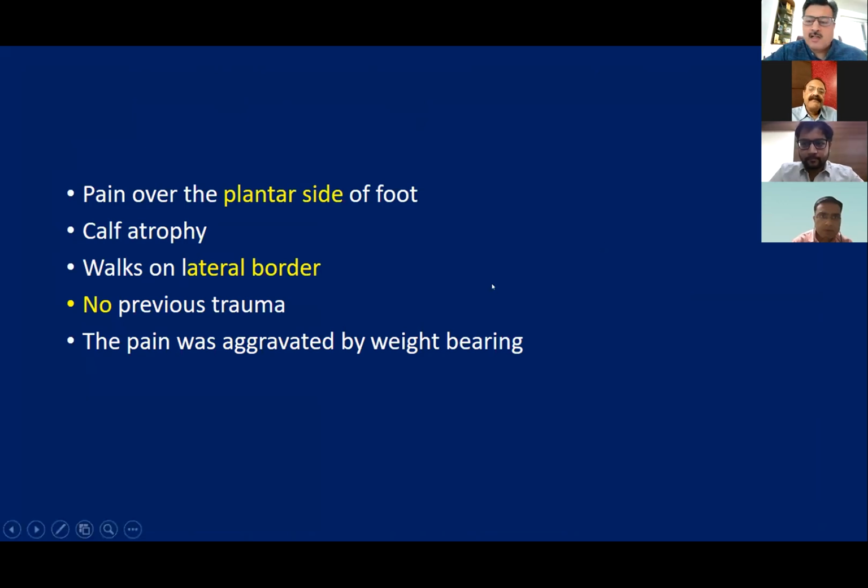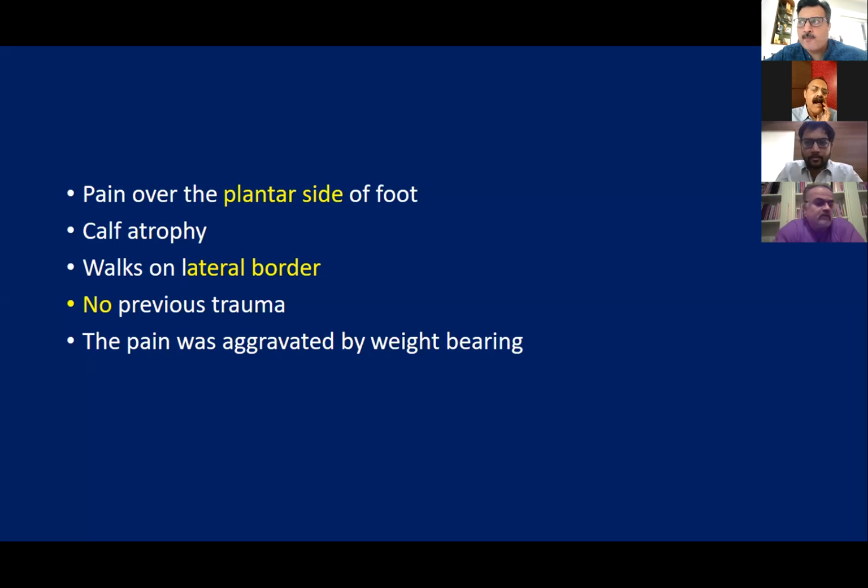Sorry, I think I cut out at the very beginning of the history. So how long has she had the pain for? She has had pain for 1 year, on one side, more aggravated on weight bearing. She is about 11 years old. She has calf atrophy. No trauma, no systemic symptoms, no fevers, no night pain, none of that stuff.